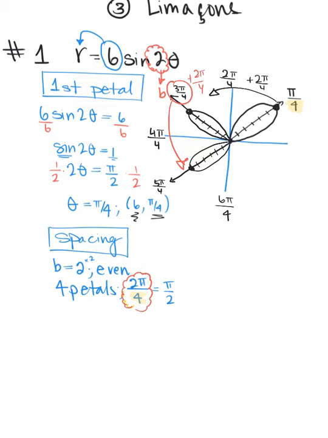And then one more to do, so I'm going to take 5 pi over 4 and add my spacing value, which was 2 pi over 4. And that would be 5 pi plus 2 pi, which would put me here at 7 pi over 4. And then count out 6 units.